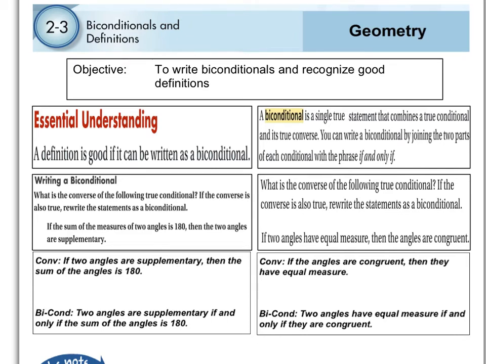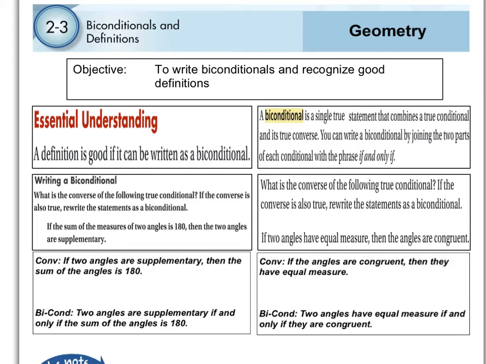This is the introduction to section 2.3. As we're looking at 2.3, we're going to start talking about biconditionals and definitions. Our objective here is to write biconditionals. We're going to talk about what those are and recognize good definitions.